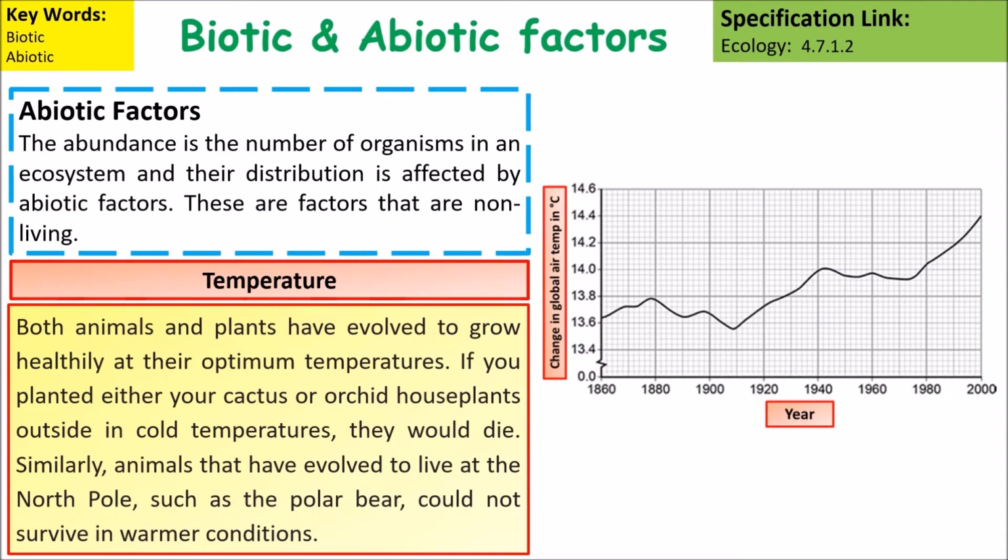Both animals and plants have evolved to grow healthily at their optimum temperatures. So if you planted either your cactus or your orchid houseplants in cold temperature, they would not grow, right? So they would die.